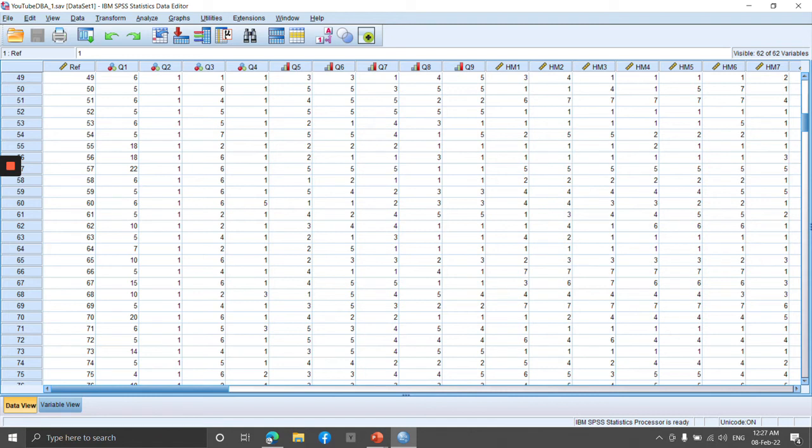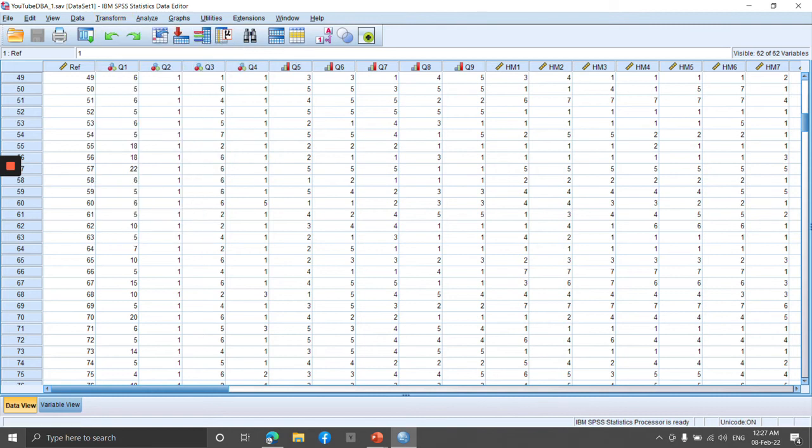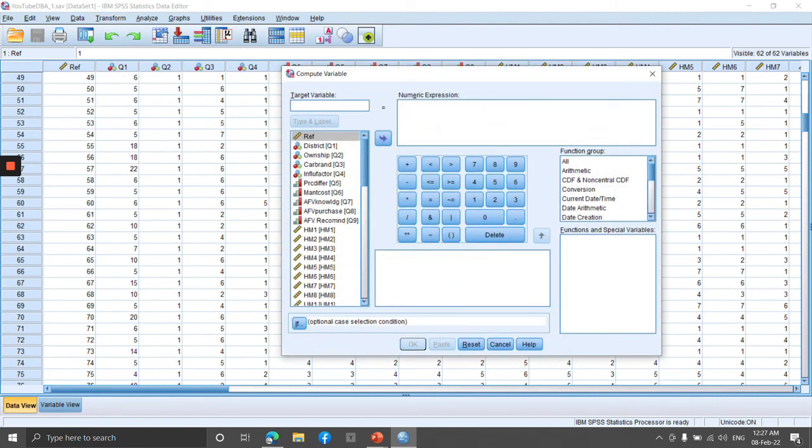Why? We want to get the score per question. That means the average value, or in other words, the mean value, right? How do we do that? Okay, let's go. Transform, Compute Variable. This is called computing variable, right?